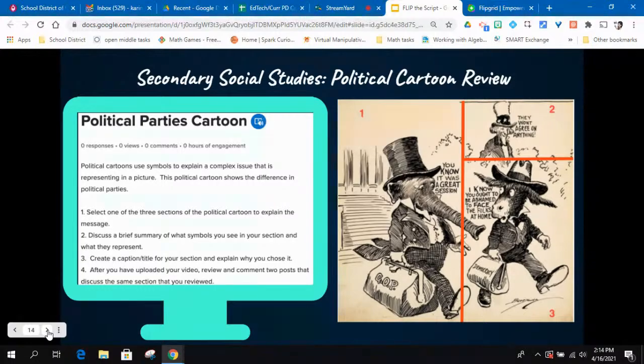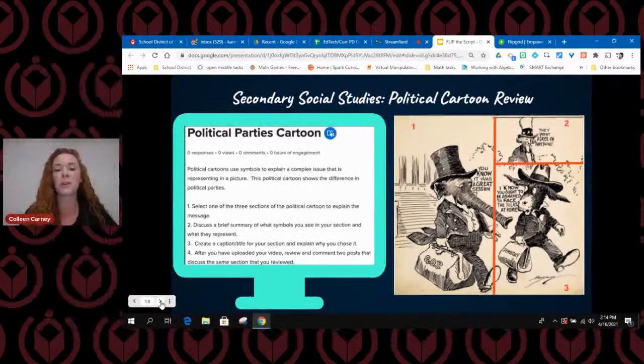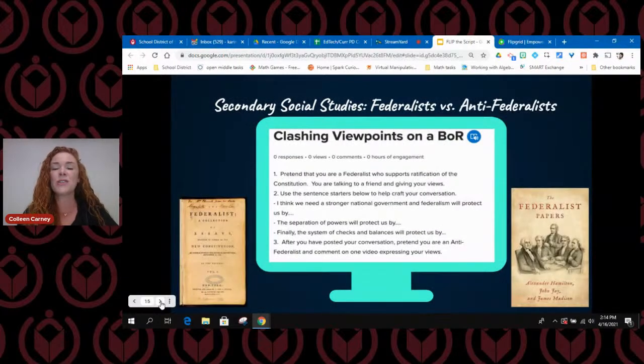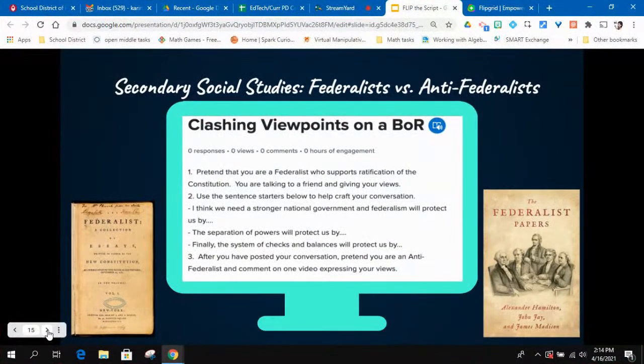But as Carrie said, this is just a best practice. So whether we're using political cartoons in social studies or any image, using Flipgrid to have students explain their thinking to you helps make it visual for them. My next example is using the best practice of clashing viewpoints. For this example, we're looking at the Federalists versus the Anti-Federalists.